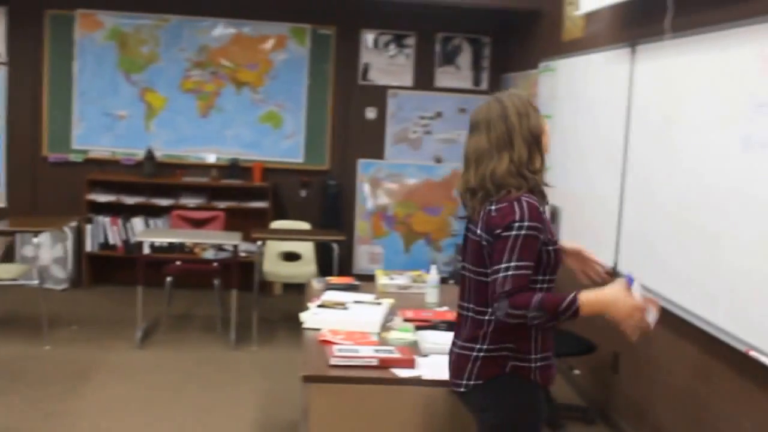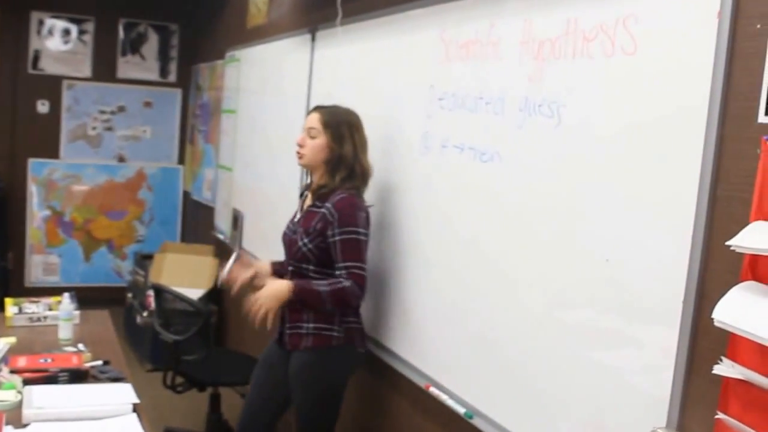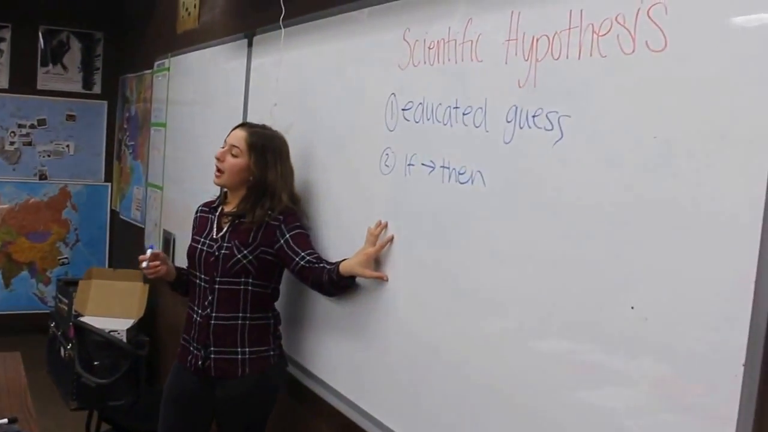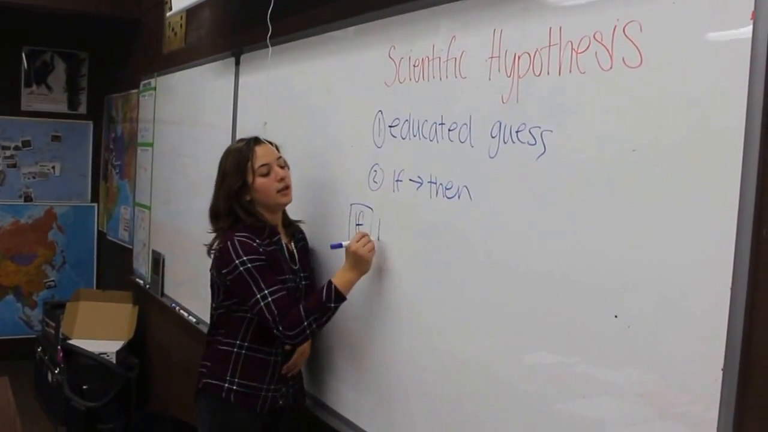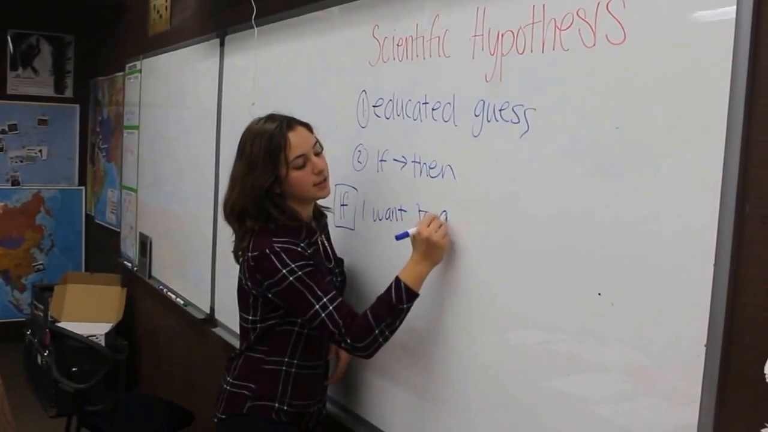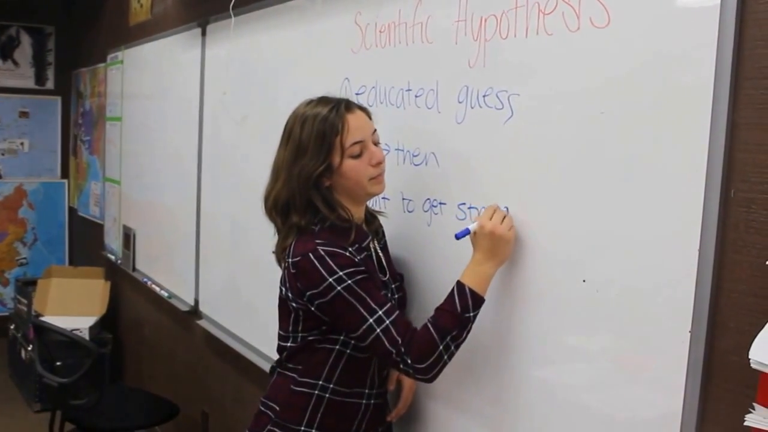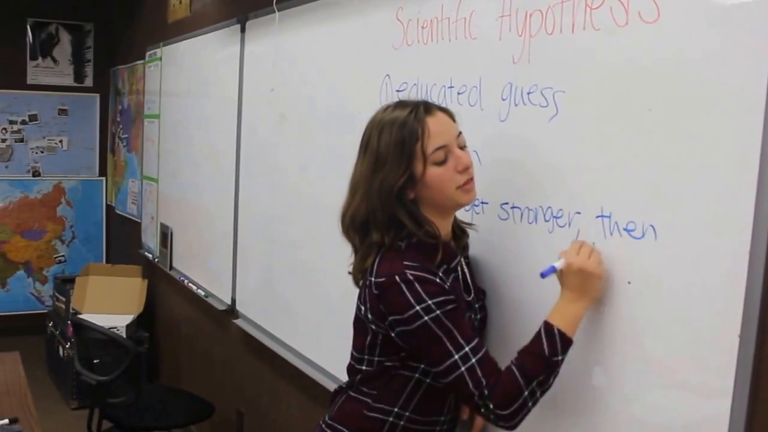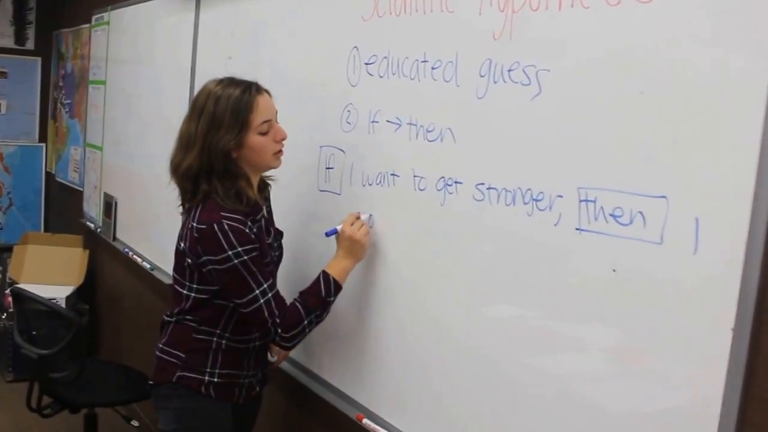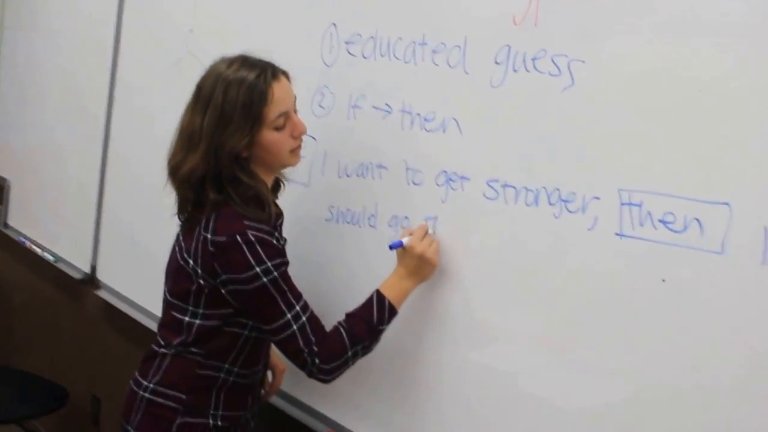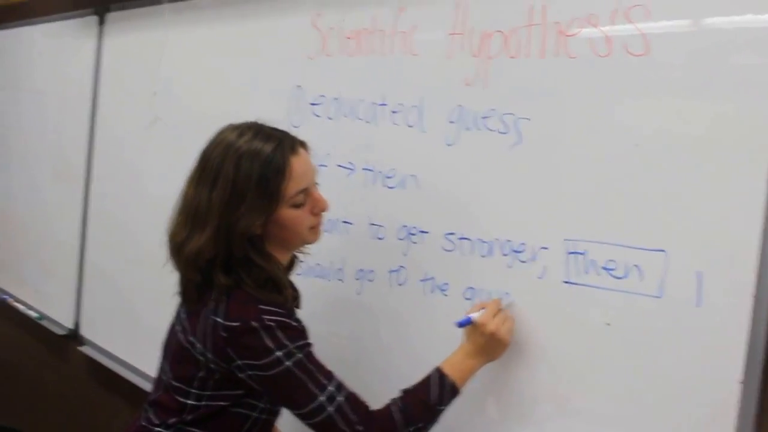Hey, there we go. So now for example, let's say I want to get stronger. What would one do to get stronger? Any ideas? You could go to the gym. There you go. So if I want to get stronger, I want to go to the gym. An example of a hypothesis would be: if, using your if from your if-then format, if I want to get stronger, then, using your then from your if-then format, then I should go to the gym. There you go. So there's an example of a hypothesis.